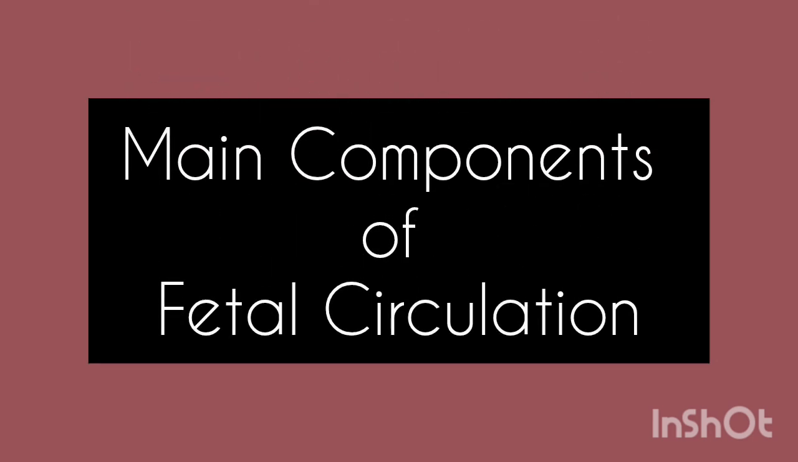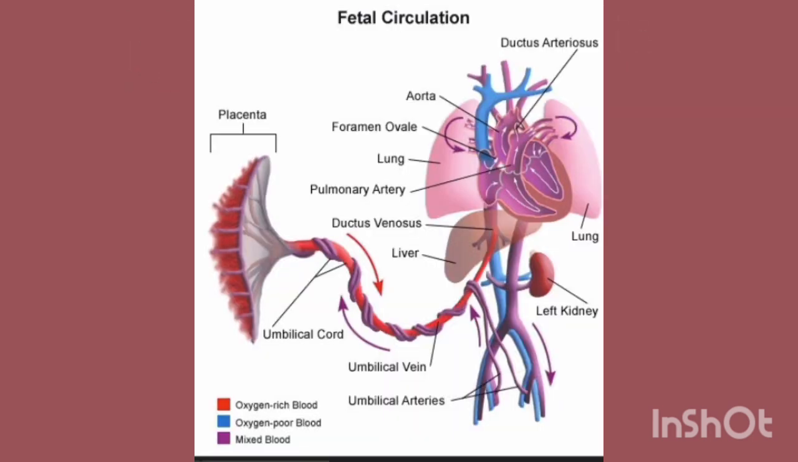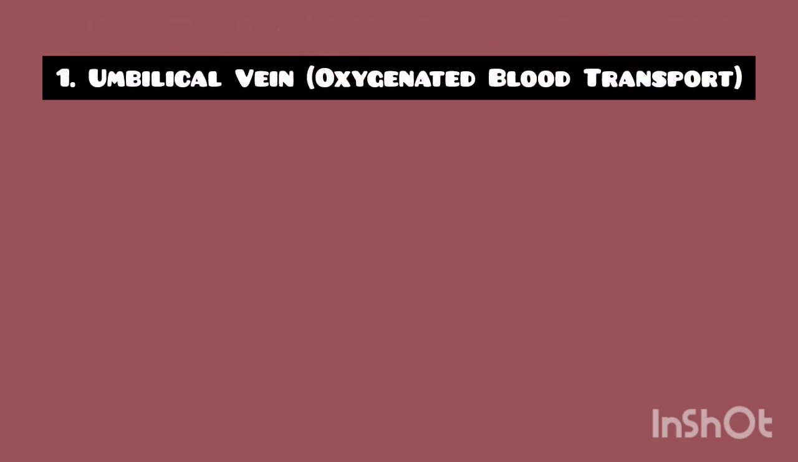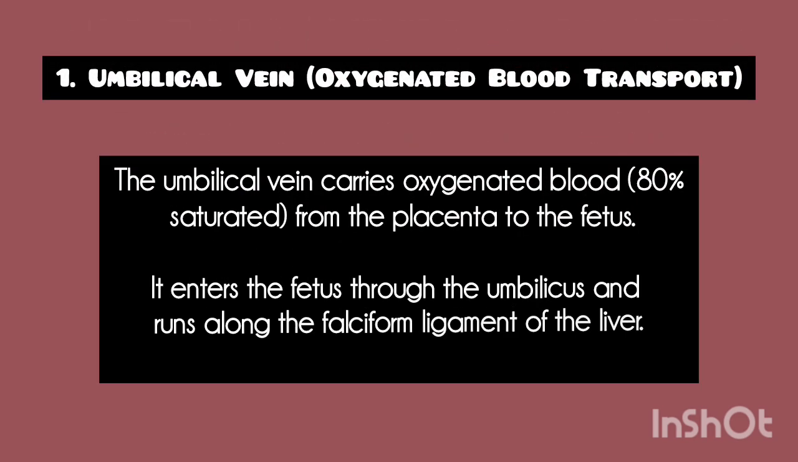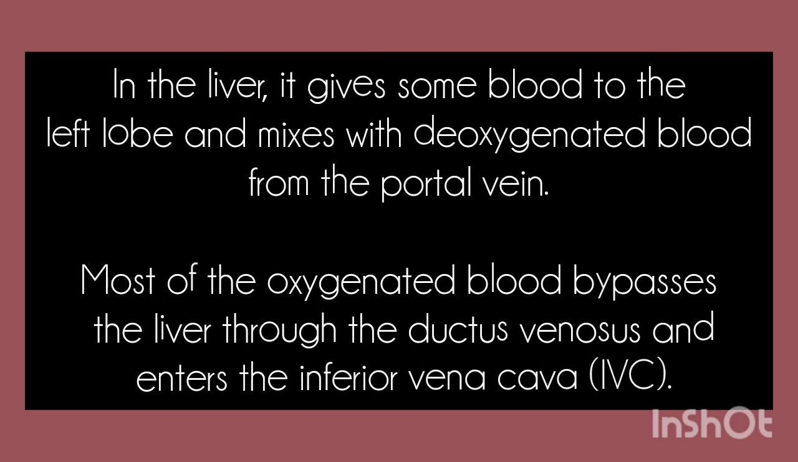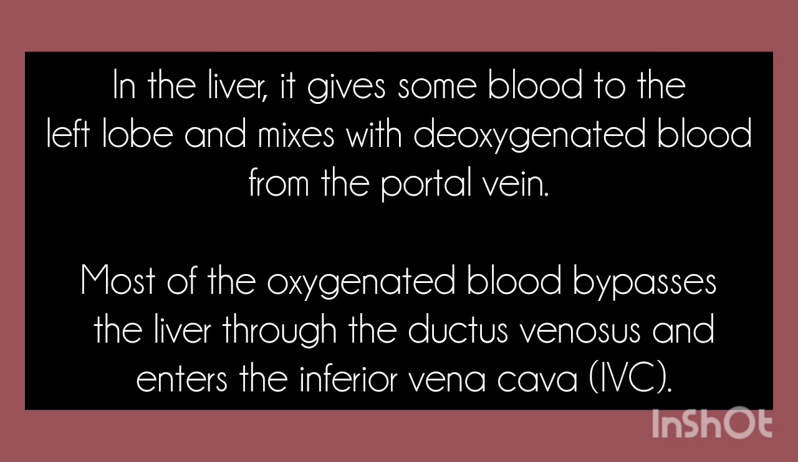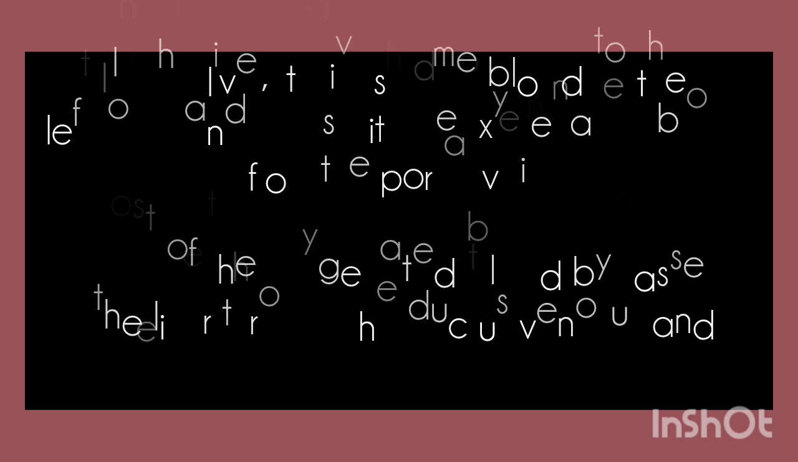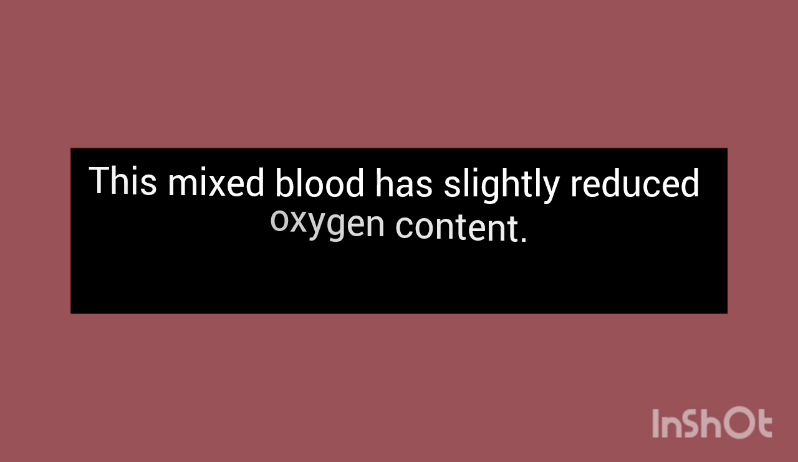Main components of fetal circulation. 1. Umbilical vein, oxygenated blood transport. The umbilical vein carries oxygenated blood, 80% saturated, from the placenta to the fetus. It enters the fetus through the umbilicus and runs along the falciform ligament of the liver. In the liver, it gives some blood to the left lobe and mixes with deoxygenated blood from the portal vein. Most of the oxygenated blood bypasses the liver through the ductus venosus and enters the inferior vena cava (IVC). This mixed blood has slightly reduced oxygen content.